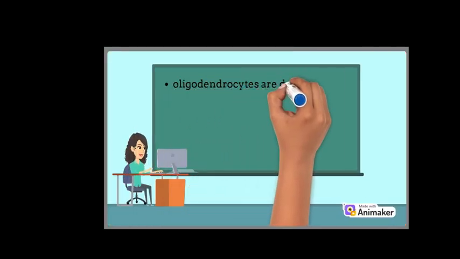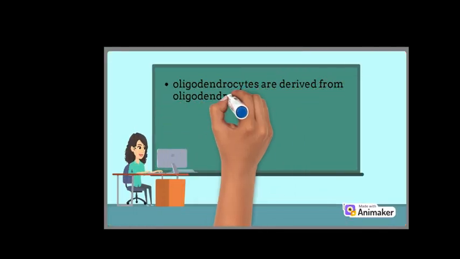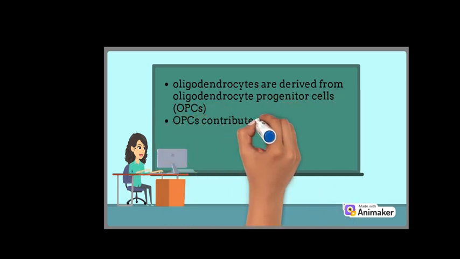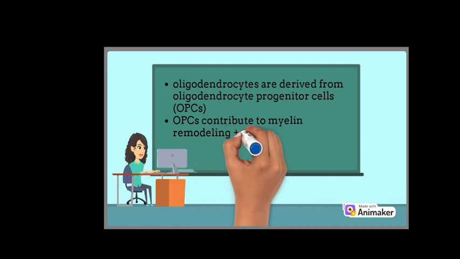To briefly review oligodendrocytes from the first video, during the development of the central nervous system, oligodendrocytes are derived from oligodendrocyte progenitor cells. However, these OPCs still persist in the adult central nervous system. These adult OPCs contribute to myelin remodeling in physiological conditions and also contribute to remyelination after demyelination injury.